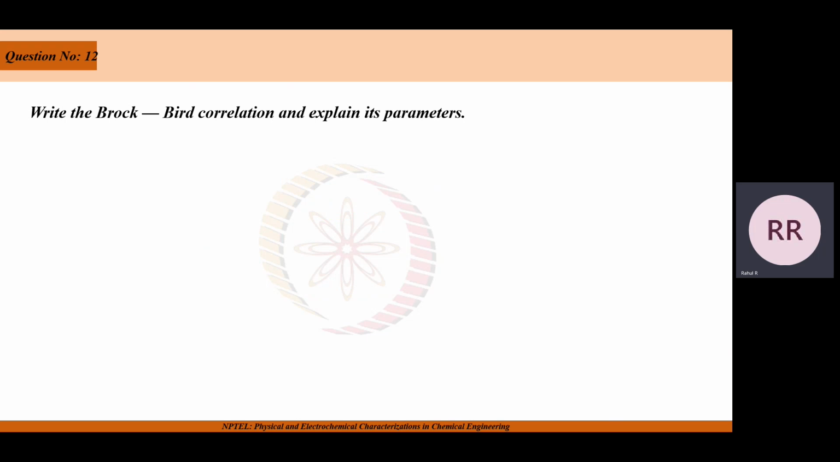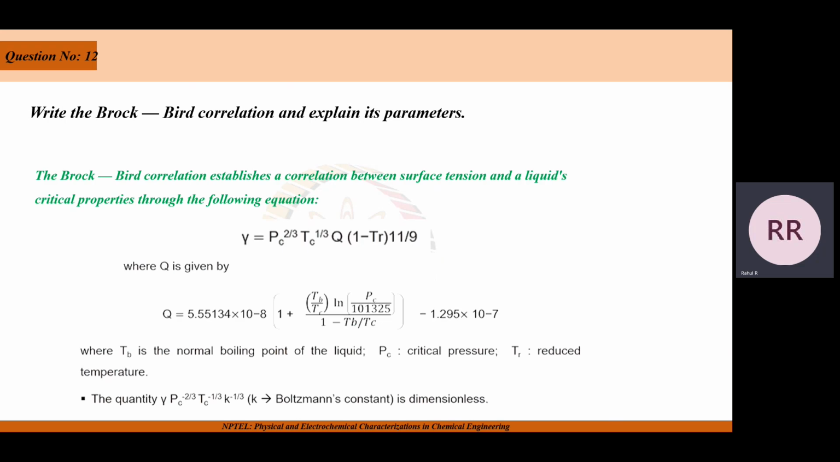Now let me move to the next question. Write the Brock-Bird correlation and explain its parameters. So what is this Brock-Bird correlation? Write it and explain its parameters. Let me give you a few seconds to think of the answer, then I'll discuss it with you.